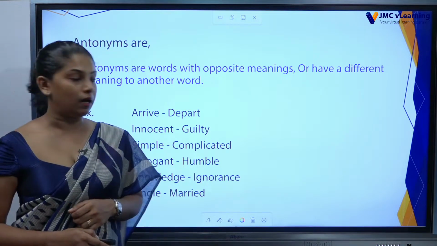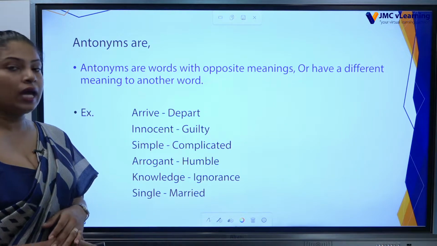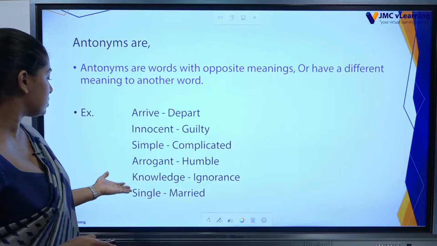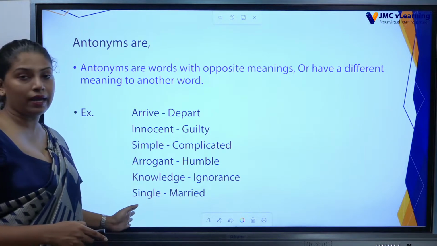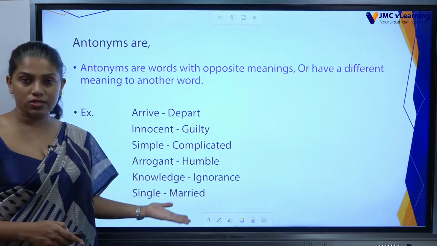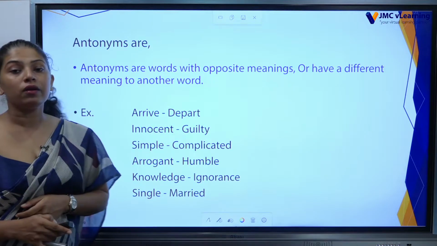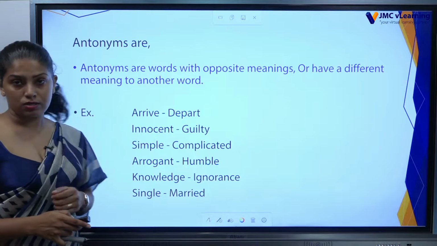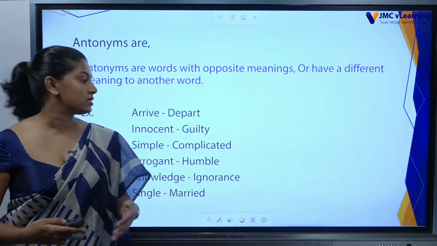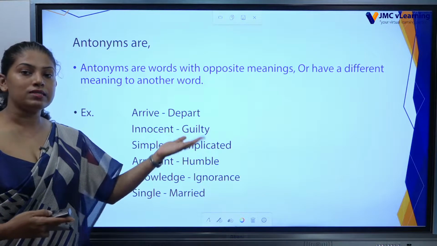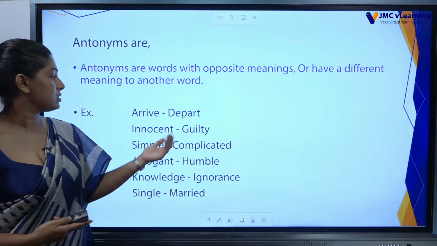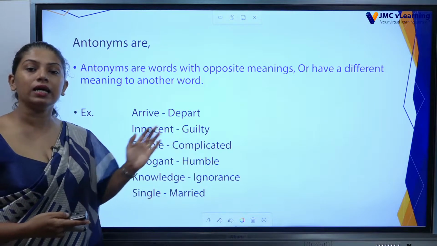Let's go through the examples. Here I have given a few examples. You can see those things. I have given arrive, innocent, simple, arrogant, knowledge, single. These are the words I have given here as examples, and you can see the antonyms I wrote here. What is the opposite idea of arrive? Depart. If someone has arrived at some place, when he went out, you can say depart. When someone came inside, we can say arrive. And when someone went, we can say depart. The opposite idea is given here.